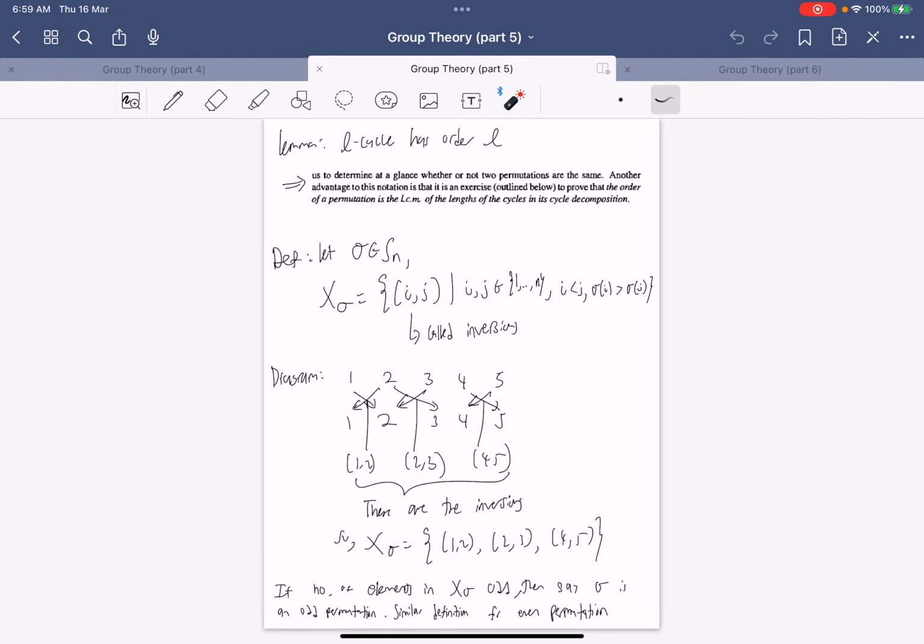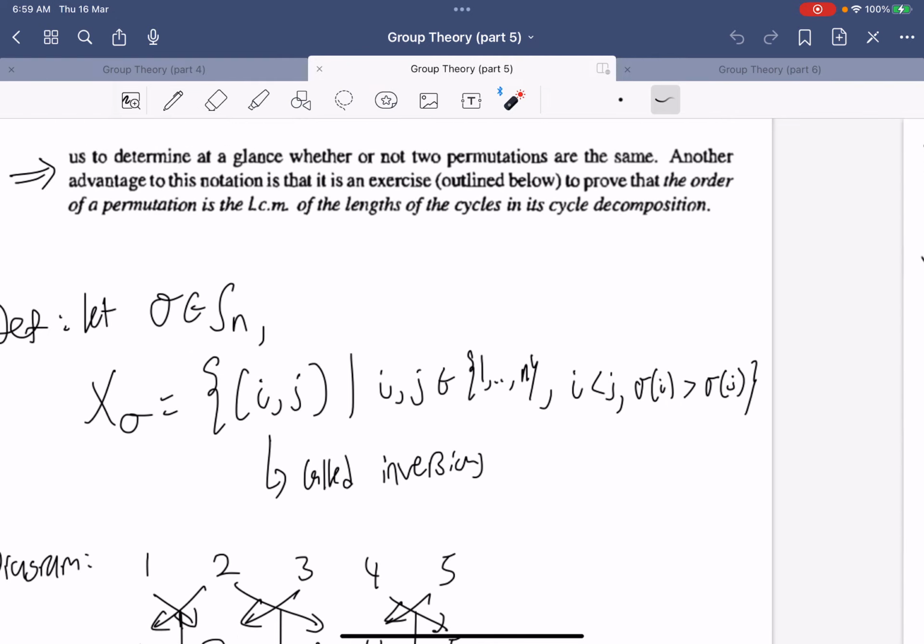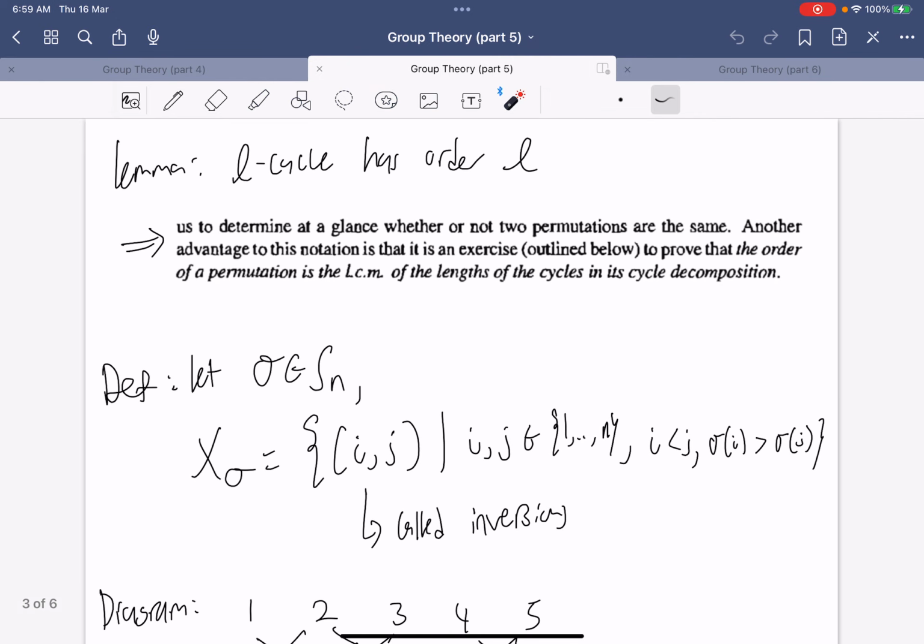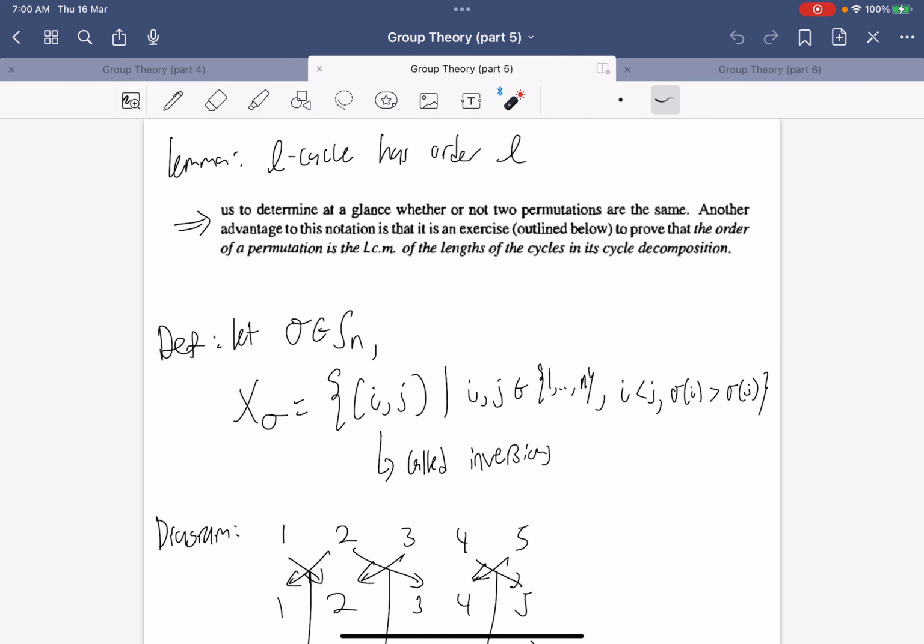Next you can show that an L-cycle has order L, and it should be quite straightforward, so I'll outline the sketch. You can think of it as a cyclic group generated by sigma. The cycle is of the form a, sigma of a, sigma squared of a, and so on. After the length L, the last integer goes back. So you can write it as a cyclic group generated by an element a. Hence, an L-cycle has order L.